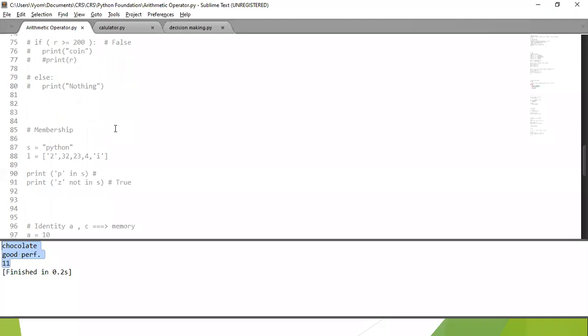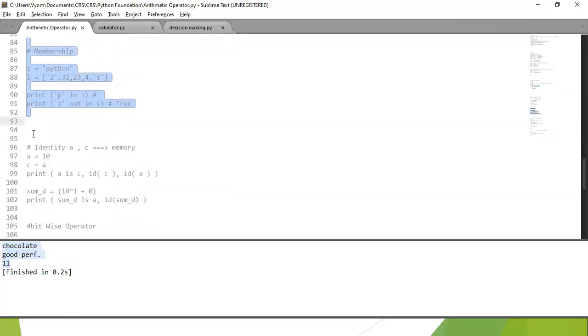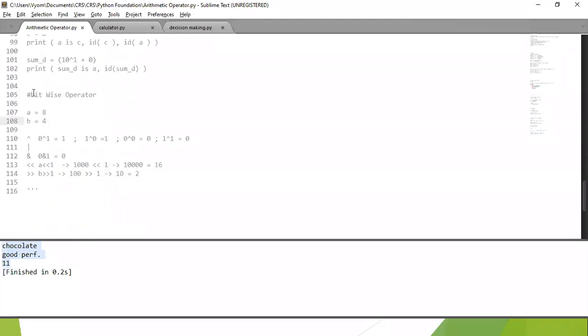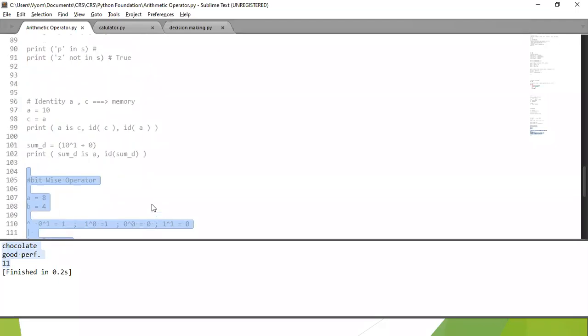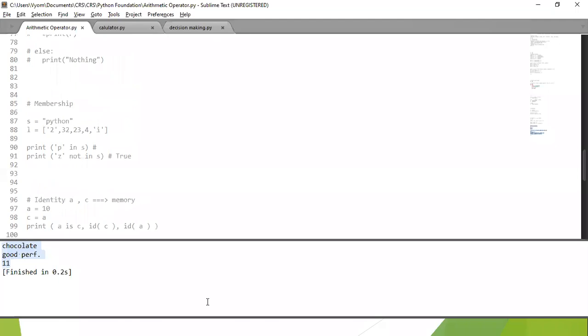Okay, guys, I'm hoping this was clear. I'm moving to membership operator, then identity, and at the end we'll talk about bitwise, because bitwise is a little important, and that's why I want to cover it at the end, so that you can focus on the bitwise operator. I think we have no questions, so we can continue.